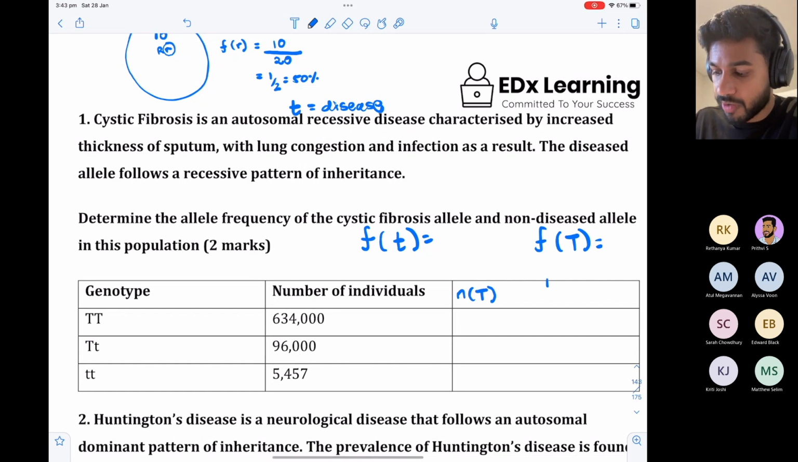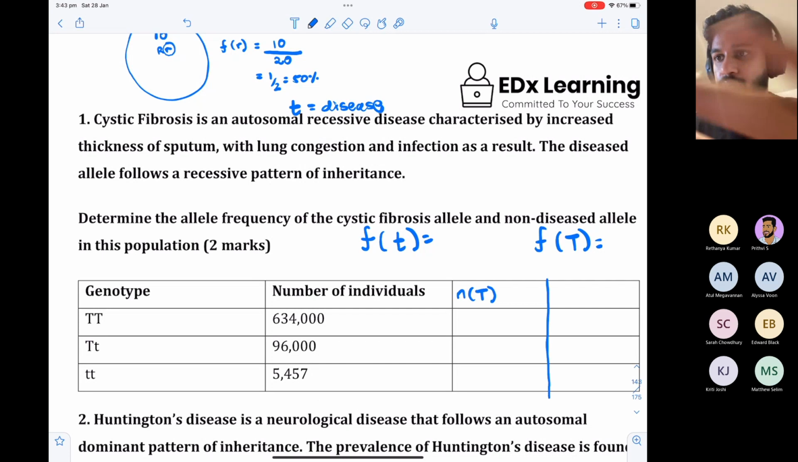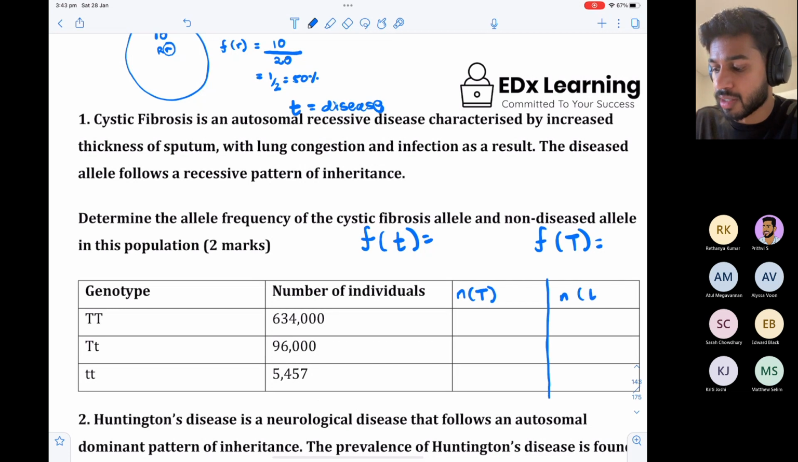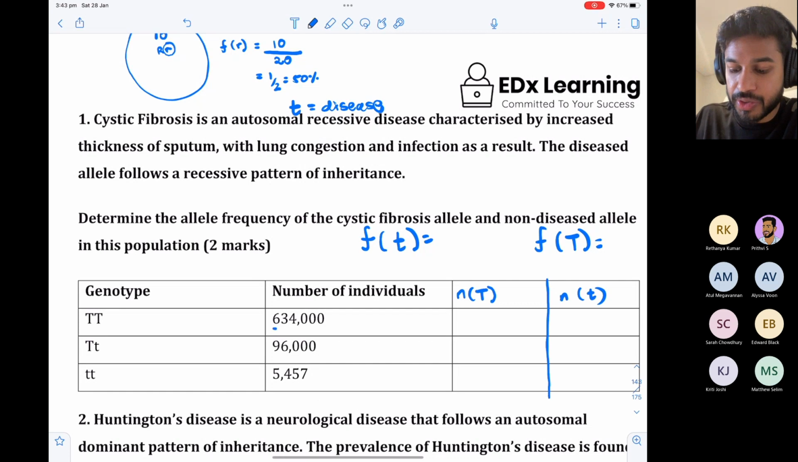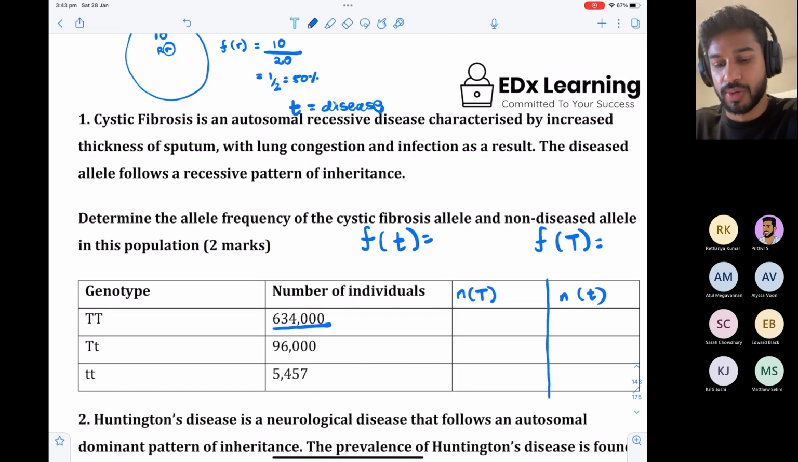So what we need to find is, there are 2 letters, and they're appearing, we don't know how many times. So we need to find out the number of times the big T appears and the number of times the little t appears. Now, everyone, there are 634,000 people that are carrying 2 big T's. How many total big T letters are there? How would you calculate that?